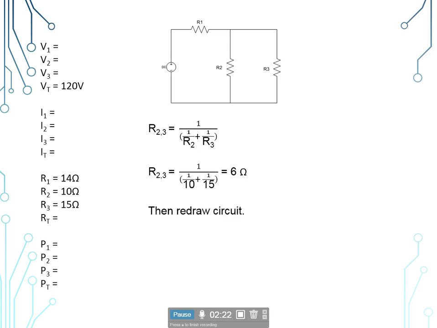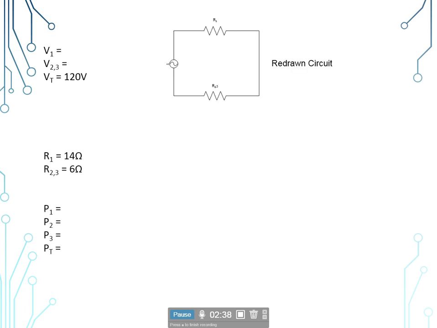Now we're going to redraw the circuit. The reason we redraw the circuit is so it's not so confusing, especially when you get into more complex circuits. But by redrawing it, we know what kind of a circuit we have and are working on, so we also know what circuit rules to use.